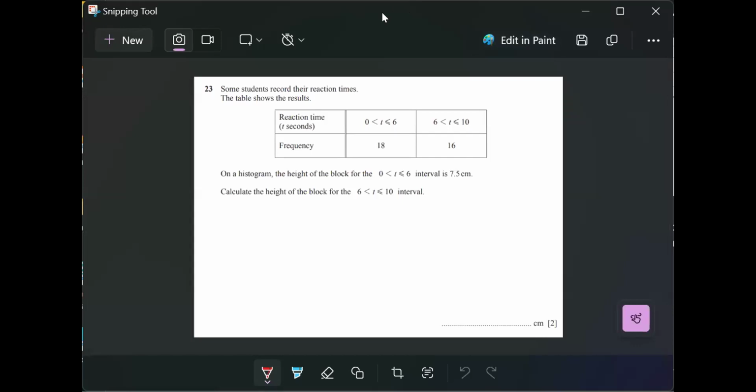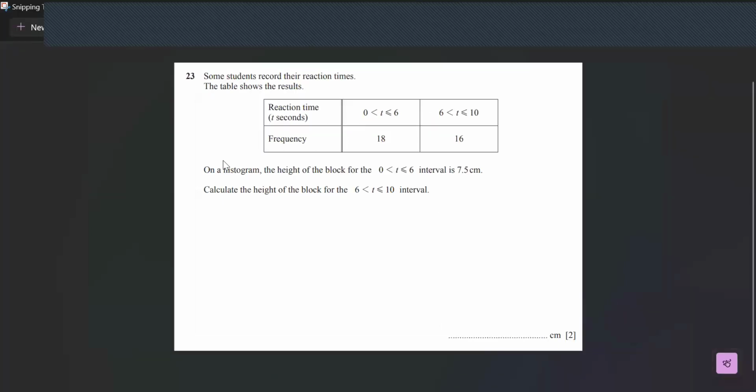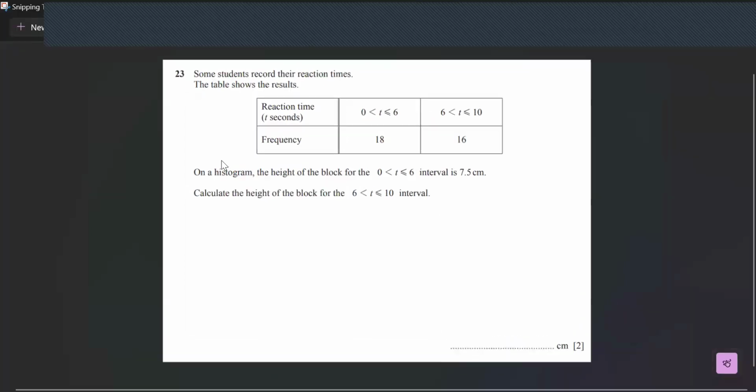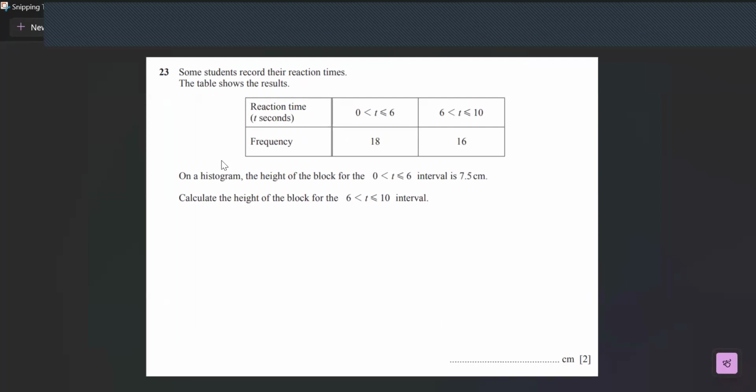Okay, for this one, do you remember how to do it? He's giving me this table. It's a frequency table, and on the histogram, the height of the block for A is from 0 to 6, and the interval is 7.5 centimeter. Calculate the height of the block from 6 to 10. What should I do? First of all, he gave me one like this as a reference to find the scale factor that the scale drawing was drawn by.